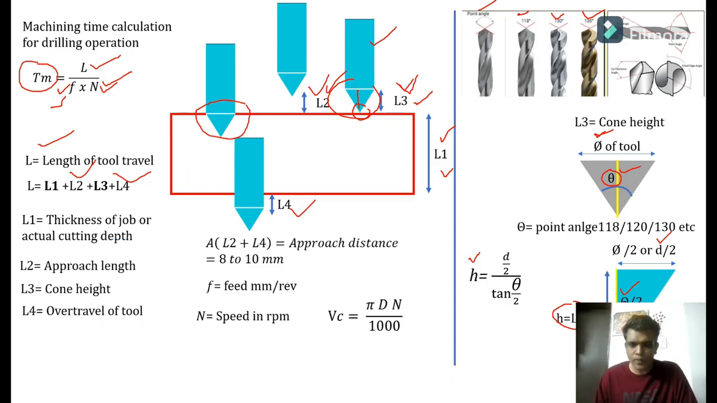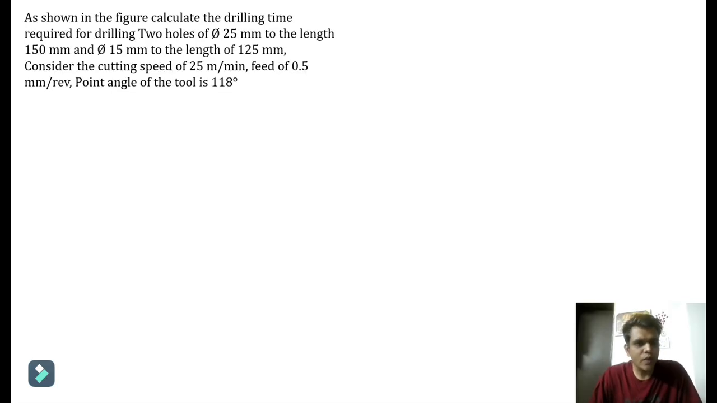Now let's see an example of how to look into the time calculation for drilling. We have certain conditions, let me read. As shown in the figure, calculate the drilling time required for drilling two holes: the first hole of 25 mm diameter to a length of 150 mm, and the second hole of 15 mm diameter to a length of 120 mm. Certain cutting conditions are given, like cutting speed, feed, and point angle. Because the tool is selected, we know the point angle of the particular drill tool.